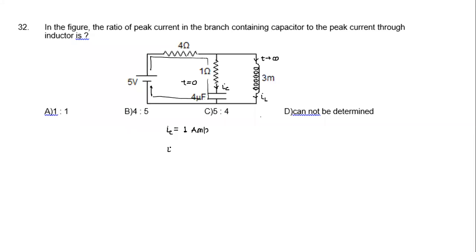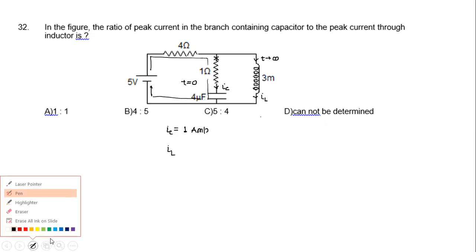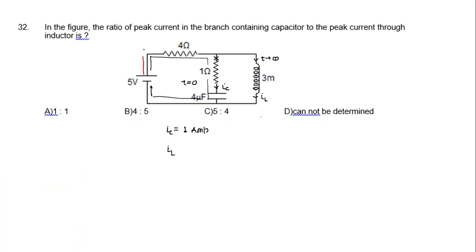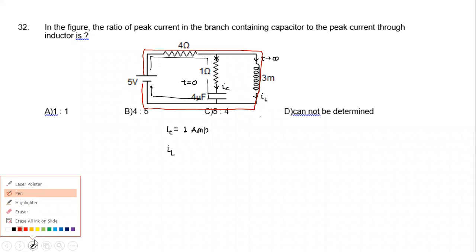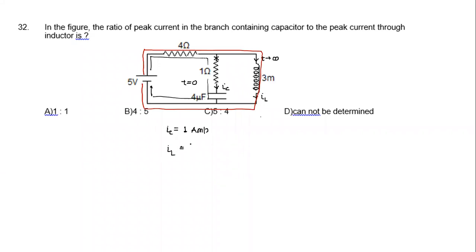And what will be the IL value? How much current will flow at infinite time? At t tends to infinity, no current will flow through the branch containing the capacitor. The current will flow in this path, no current will flow through here. Resistance becomes 4. So in this case, you clearly see the two circuits, and it is very easy to identify. Since resistance is 4, this current becomes equal to 5 by 4. And if you take the ratio, we very easily get it. Ratio of peak current in the branch containing the capacitor, 1 divided by 5 by 4, which becomes 4 by 5.